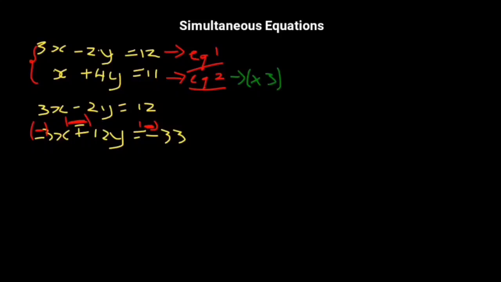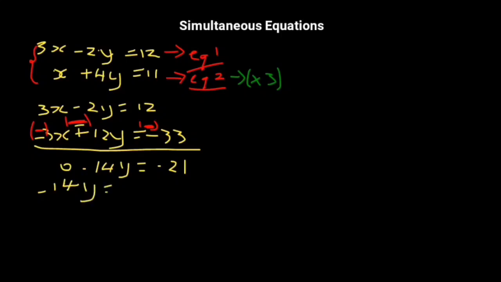So now we can simplify this. We can subtract our second equation now from our first equation. We're going to have now 12 subtract 33, and that will give us negative 21. Then we're going to have negative 2y minus 12y, which would give us negative 14y. And then the 3x and minus 3x will cancel, so we have 0. Rewriting our final equation, we have minus 14y is equal to negative 21.